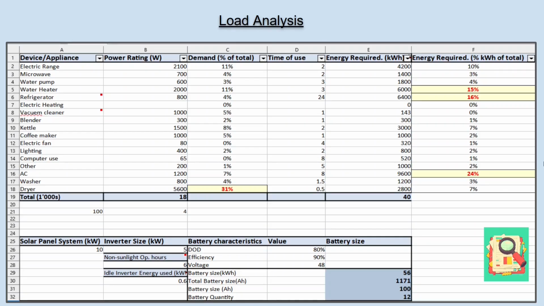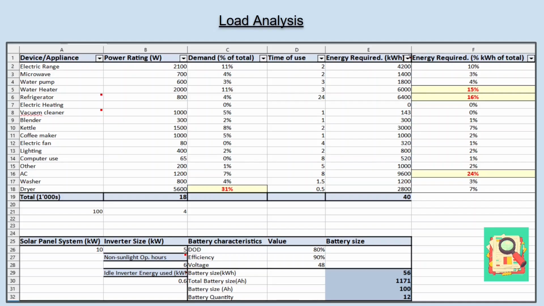Another common method or approach is to use a load analysis, or electric energy load analysis. It's very similar to the energy audit template that we just saw, except it really focuses on the electric information, and it's more detailed. For instance, it includes information such as the devices and appliances being used in a house or a building, the power rating, the demand, time of use or duration of use, and energy required. This information is on a daily basis.